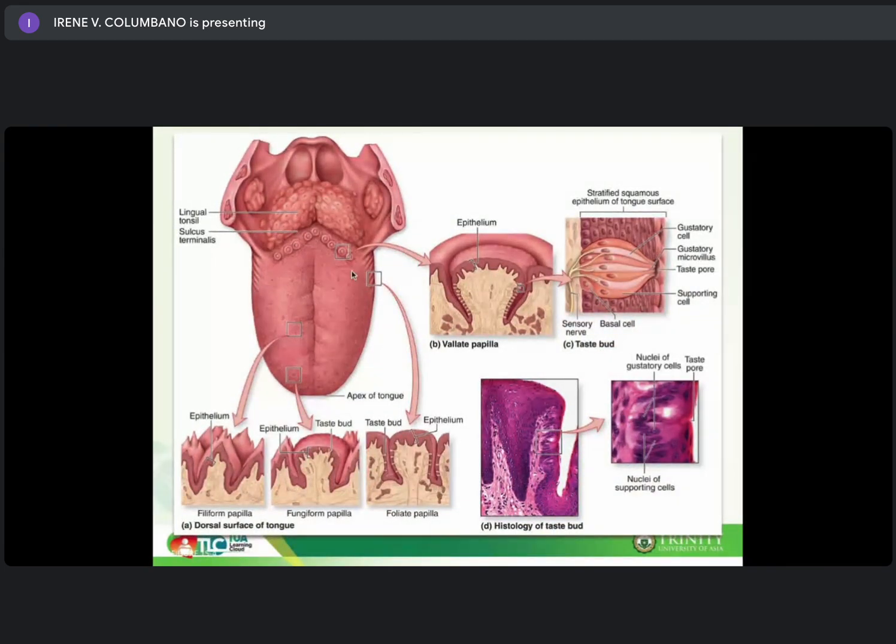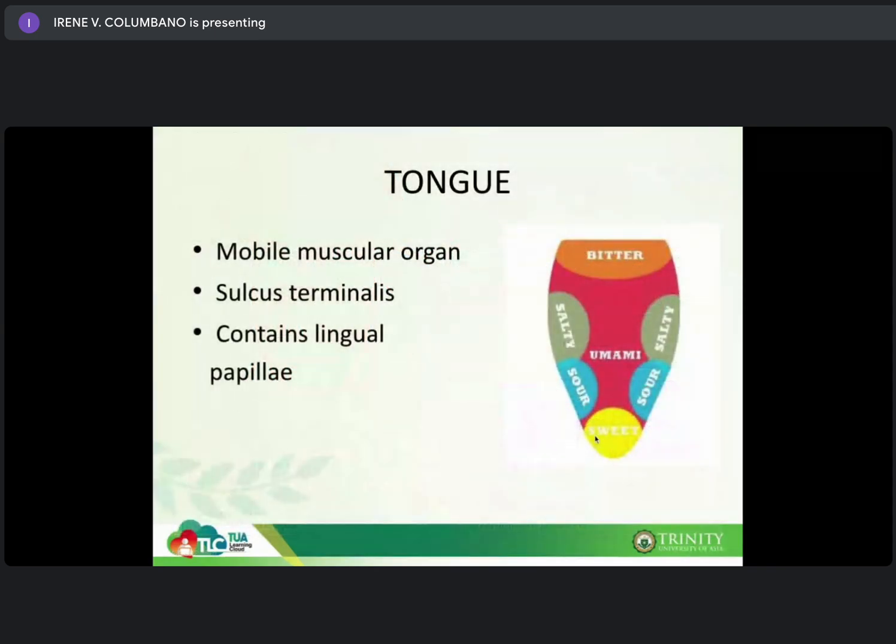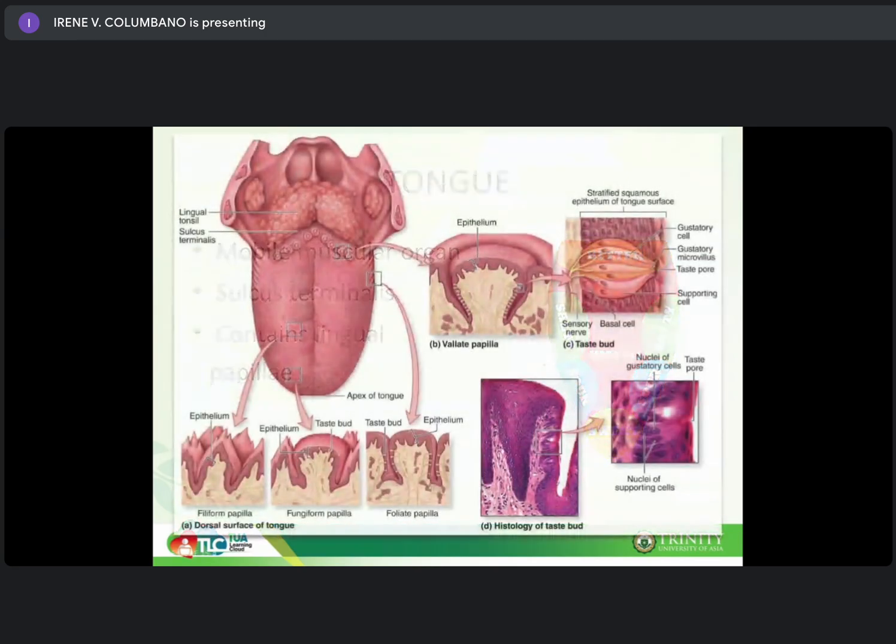Sa dorsal portion, the outermost portion, itong area na to, we can see the lingual tonsil, and this is the sulcus terminalis. And then the dorsal, yan, yung mga lingual papillae natin. So, this is the apex of the tongue. Sabi kanina sa slide, sa apex, dito natin nalalasahan yung sweet. Sa lateral area, the sour and salty. And then doon sa most posterior one, dito natin nalalasahan yung bitter. At sa gitna, yung umami taste.